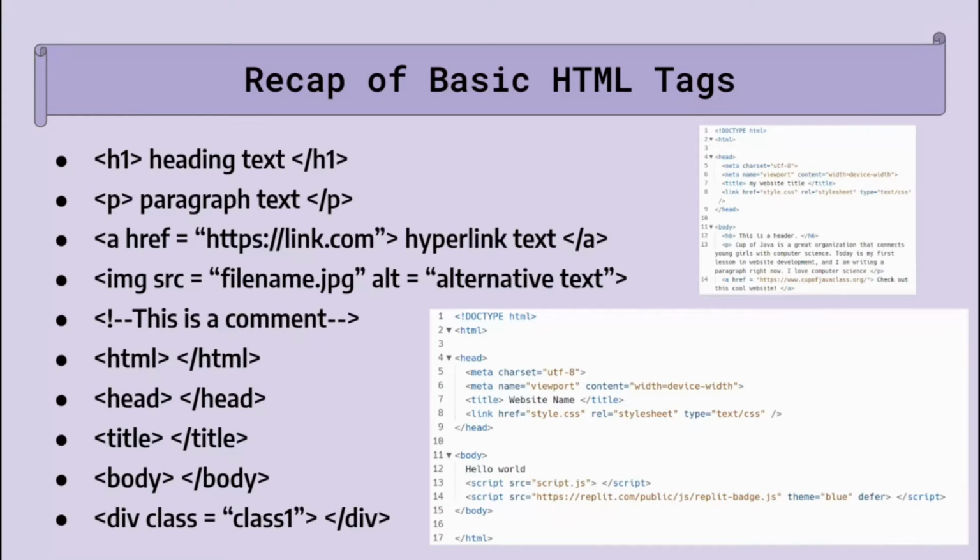Here are some tags that we learned from the last class. The H1 through H6 tags are the heading tags in different sizes. The P tag is the paragraph tag. The href tag is the hyperlink tag. The img src tag is the tag used for images. Using a tag, an exclamation mark, and 2 dashes makes a comment.